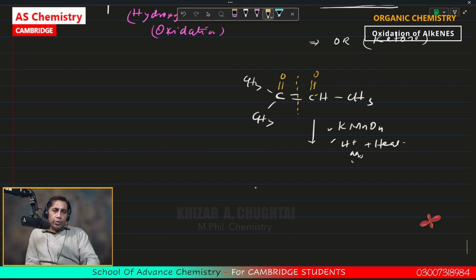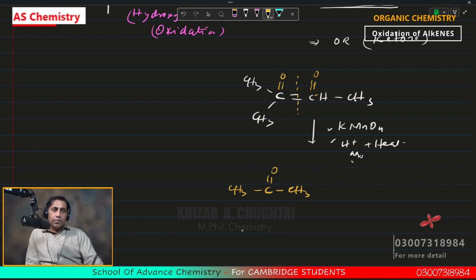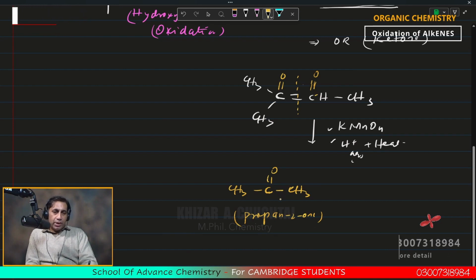So, I'm going to write them once again. One of the compounds is this one. What is the name of this compound? What is the functional group of this compound? Yes, propanone, or just propanone. And this is the ketone, it cannot be further oxidized.